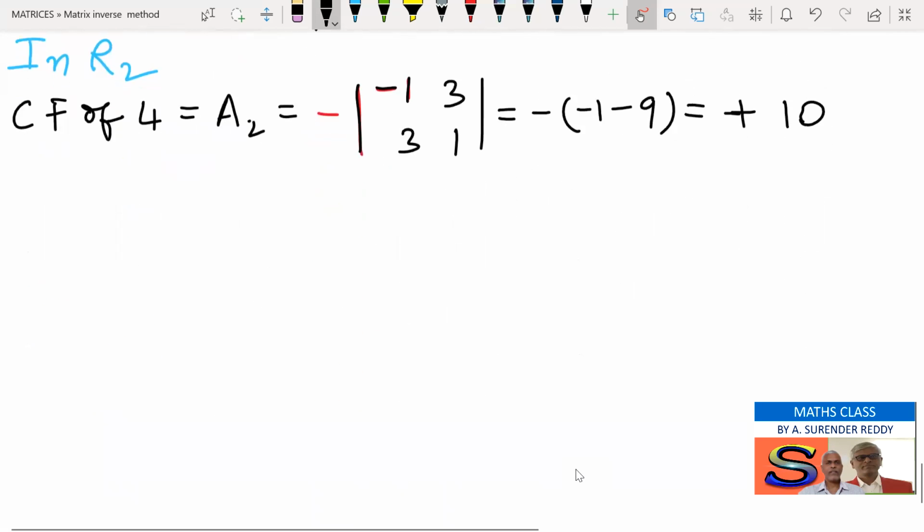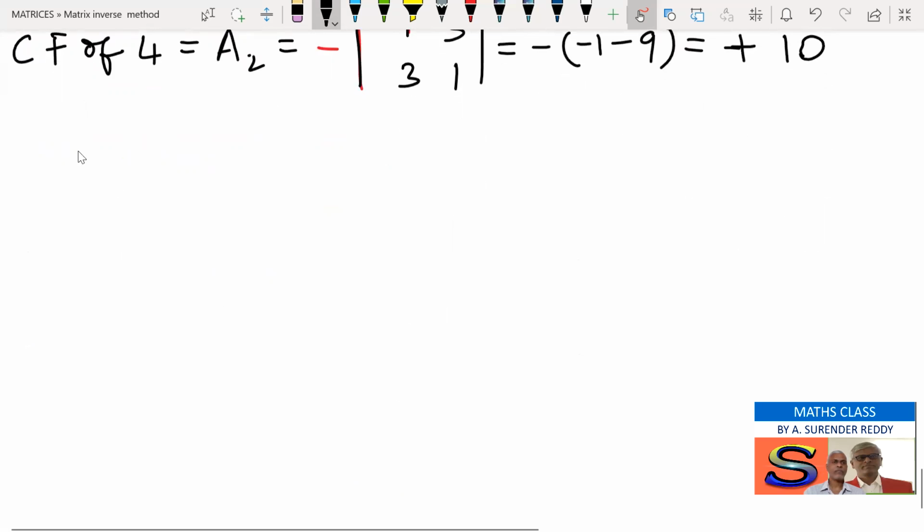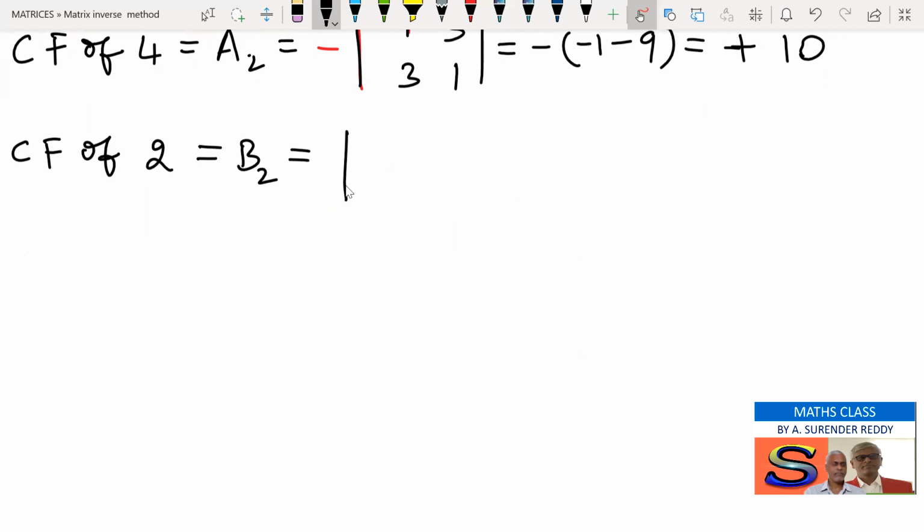Next, the cofactor of the second row, second element. So eliminating the second row, second column, we get the corner elements 1, 3, minus 1, 1. 1 into 1, 1, minus 3 into minus 1, plus 3. 1 plus 3 is 4.